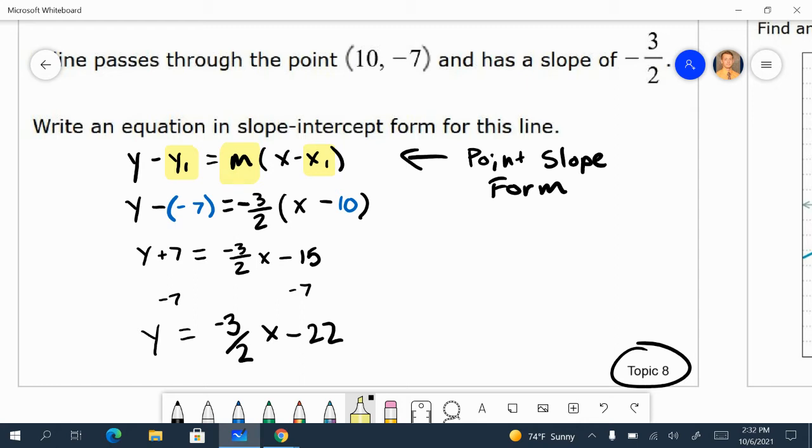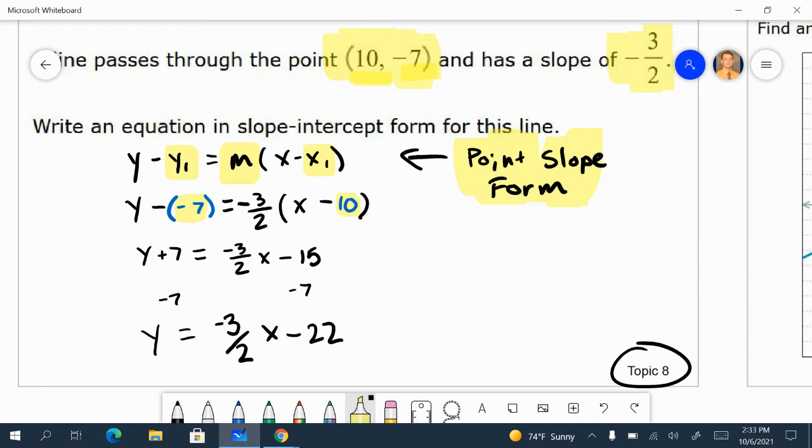So with what we have up here, since they gave us a point and a slope, I think point slope form would be the best form to use. So what we're going to do is we're going to fill in what we know. We filled in y1 with a -7. We filled in our x1 with that 10. So those are just coming from up top.